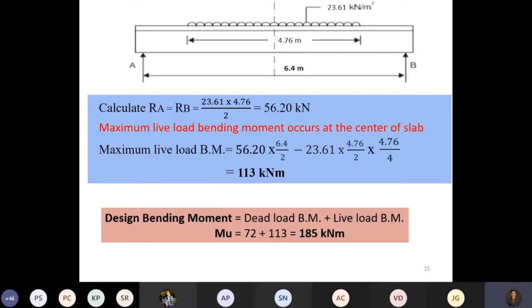Again, here you can see this, you can calculate RA and RB, and from this you can calculate the bending moment at the center. The bending moment at the center becomes 113 kilonewton meter, the maximum bending moment at the center of the span. We have the dead load bending moment already calculated in the previous steps, that is 72 kilonewton meter. The live load bending moment is 113 kilonewton meter. So the design bending moment MU becomes dead load bending moment plus live load bending moment, that is 72 plus 113, equal to 185 kilonewton meter.